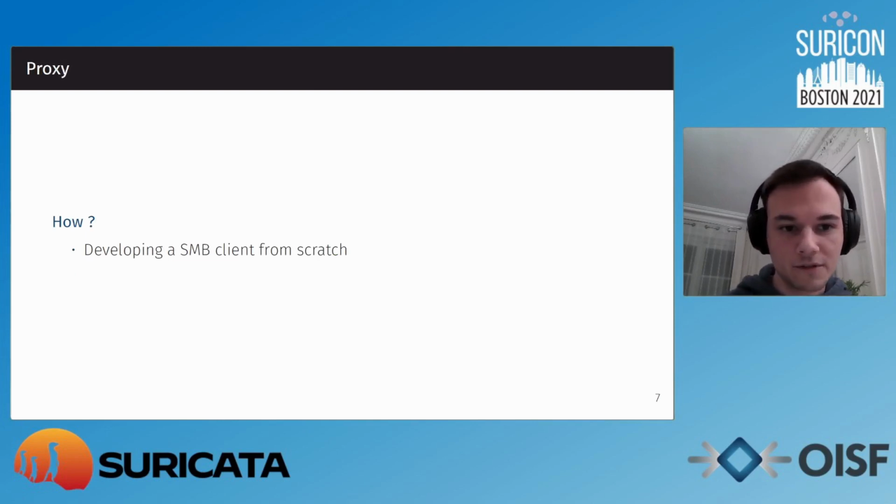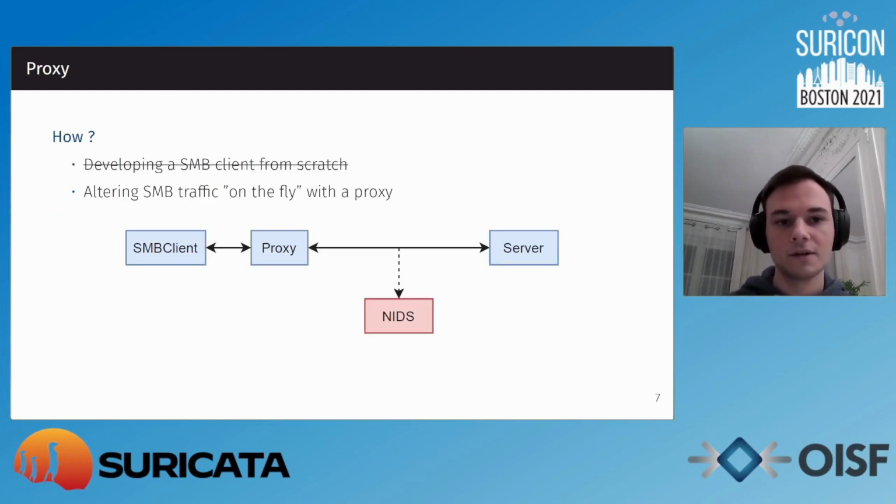To perform evasion, we can develop an SMB client from scratch, but this is a very complex and time-consuming process. Or we could alter SMB traffic on the fly with a proxy. And in this case, we can reuse an existing SMB client. So we chose the second solution, and we wrote some proxy rules to alter the traffic and test our evasion techniques.